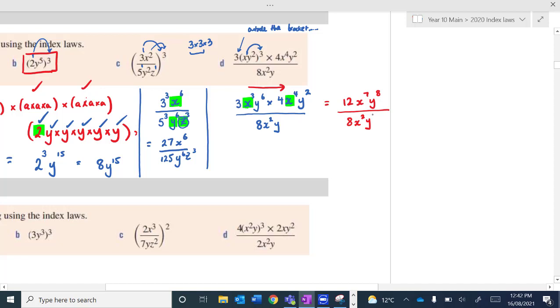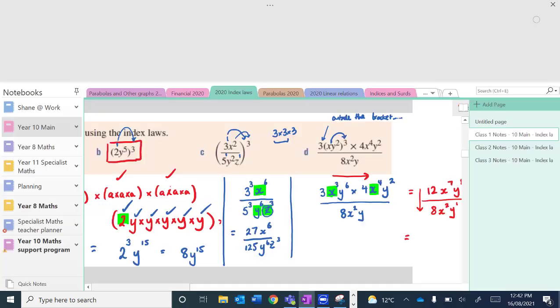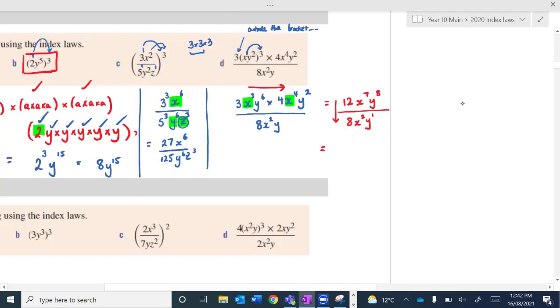Now what I'm going to do is, again, write a 1 here because that's handy to know when doing our index laws. And now we're going to work our way down. Notice that we don't need to use law 1 anymore. When adding the powers, we simply have an x on the top and a y on the top, and then on the bottom, and we're going to simplify those now. But before we do, let's do something.